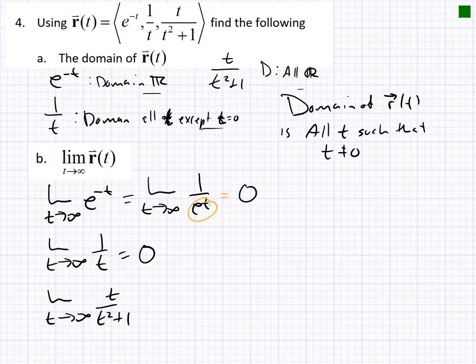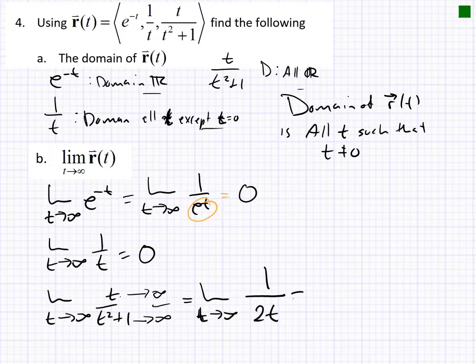Same deal with this one. We get 0. Now here, the numerator is going to go to infinity, the denominator is going to go to infinity, so we can apply L'Hopital's rule, infinity over infinity. Take the limit as t goes to infinity. The derivative of the numerator is 1, the derivative of the denominator is 2t. Now the denominator goes to infinity as the numerator stays constant, so we get 0.